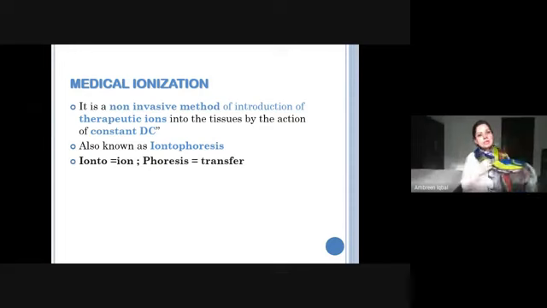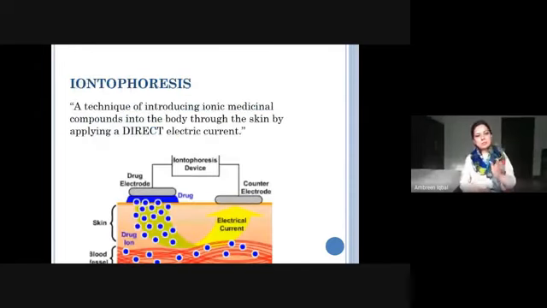So it is a technique of introducing ionic medical compounds into the body through the skin by application of direct electrical current. For example, this is an electrode and this is of the same kind. Again, I'm going to give you an example. It's an anode and you are going to place these positively charged blue ions under the anode. So what is going to happen is when you apply the current, this electrode is going to push these ions into the tissues, and in this way the current causes the introduction of these ions into the tissues.